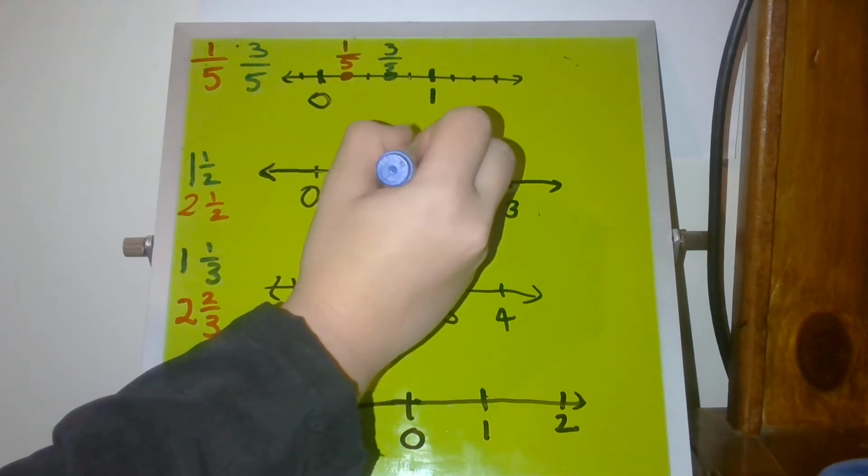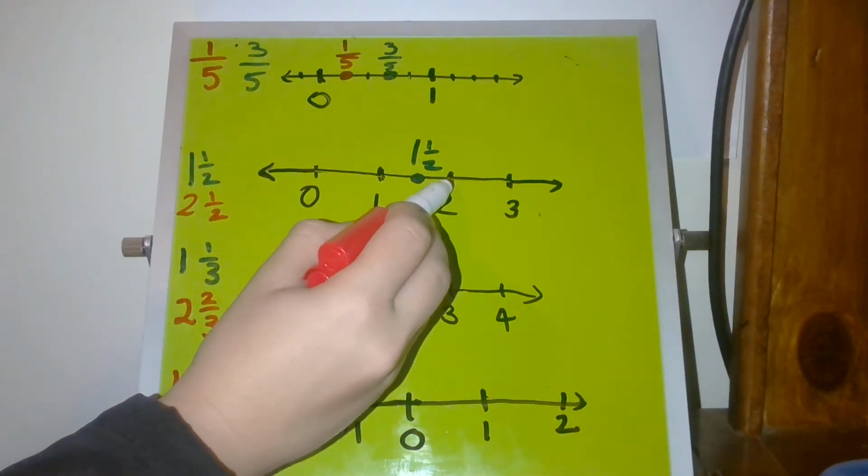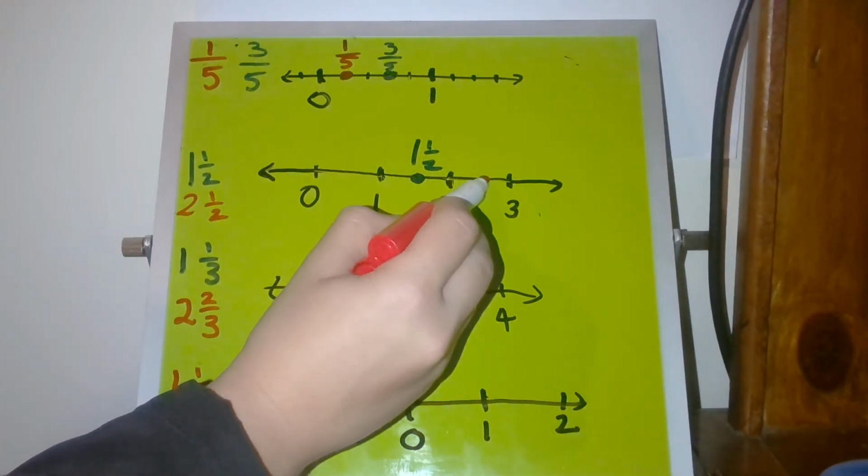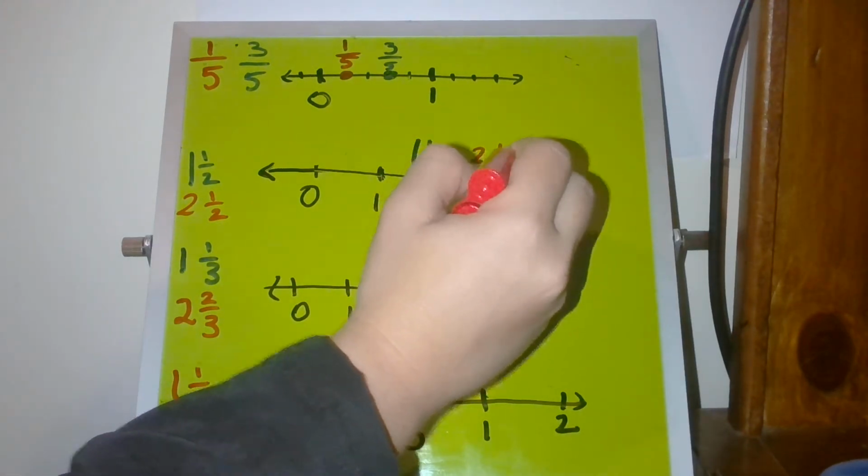1 1/2. 2 1/2 will go 1, 2 plus another half, halfway between 2 and 3.